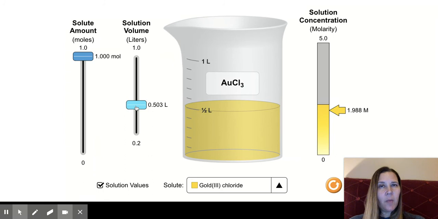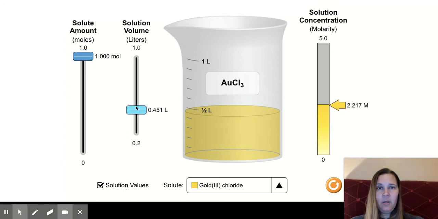What if I drop the volume? Ask yourself, what do you think is going to happen to the concentration if I drop the volume? Maybe I evaporate out some of the water. It went up. Is that what you expected? If you think about it as moles of solute per liters, if you decrease the amount of that solution, yes, it would be more concentrated. It's like taking some of the water out of your Kool-Aid or your hot chocolate. It's going to get a lot stronger.